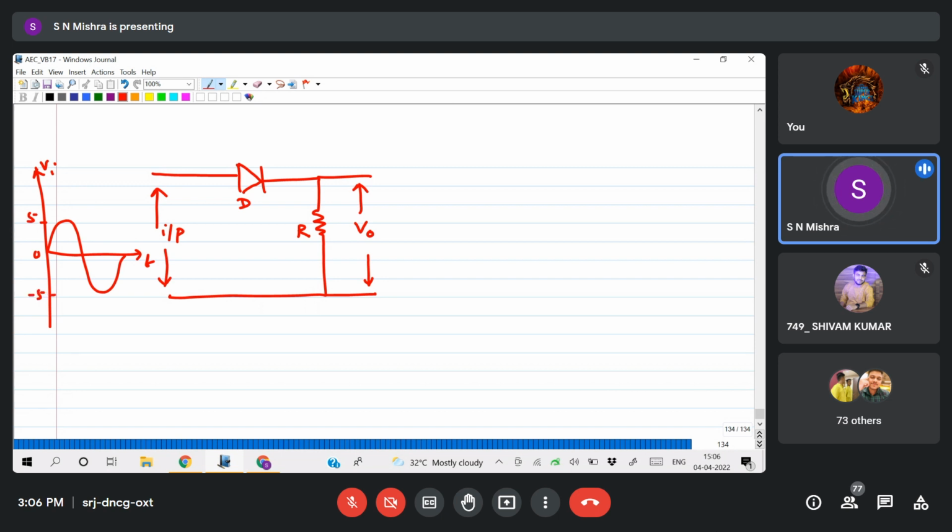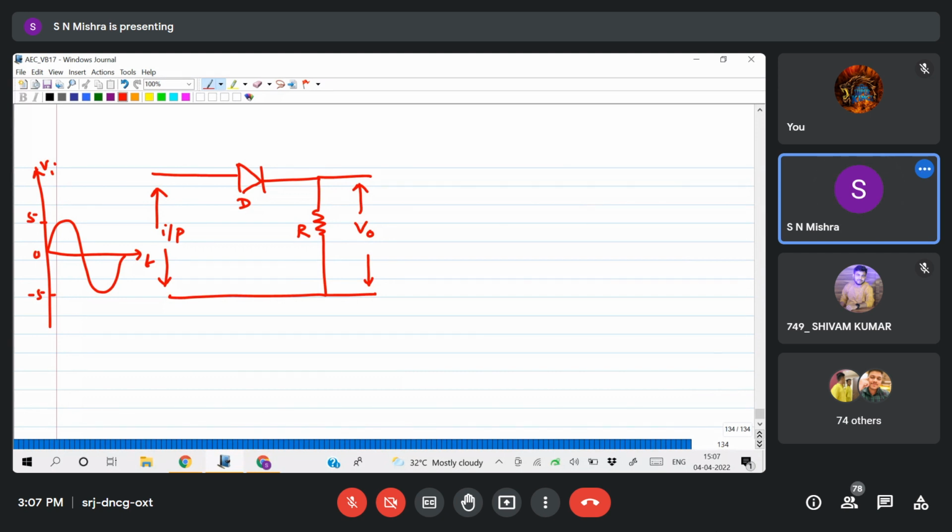So I'll proceed. I have given 3 to 4 steps. First, identify the condition when the diode is on and when it is off. Once you find the condition, draw the equivalent circuit, apply KVL, then find out the output voltage, then plot the waveform. Clear? So what is my first step? I need to find out the condition. Generally, most of the students find difficulty in finding this condition.